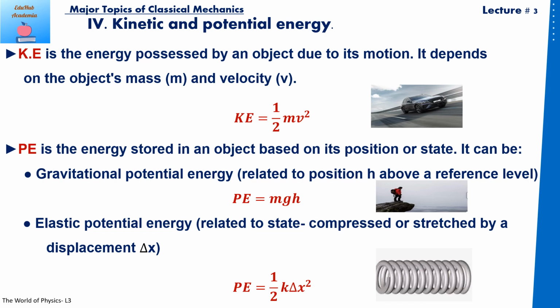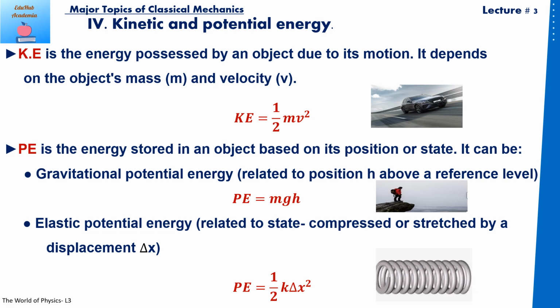Kinetic energy is the energy that the object will have due to its motion at a certain velocity v. It depends on two factors, the mass of the object and its velocity, and you can calculate the kinetic energy by using the formula half times mass times square of the velocity of the object, and the unit is of course in joules.